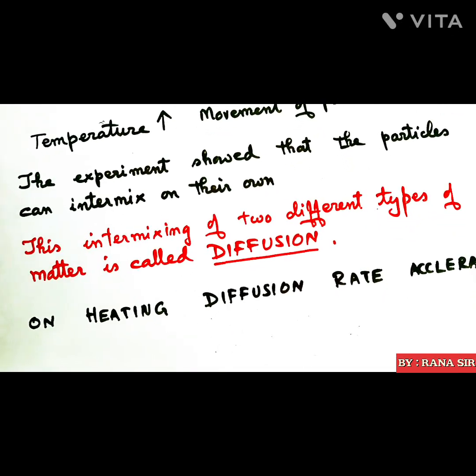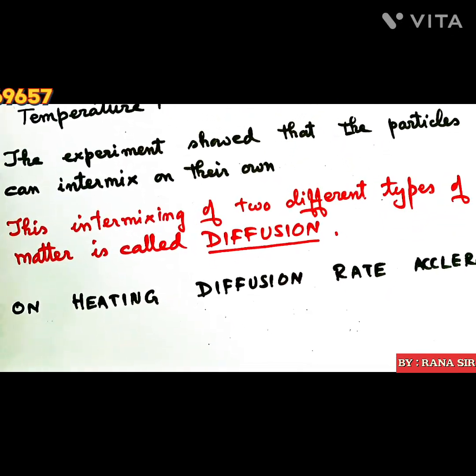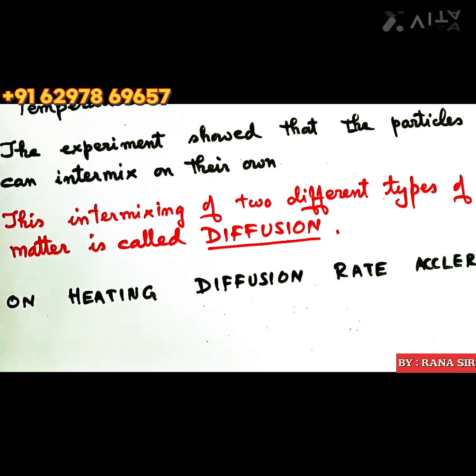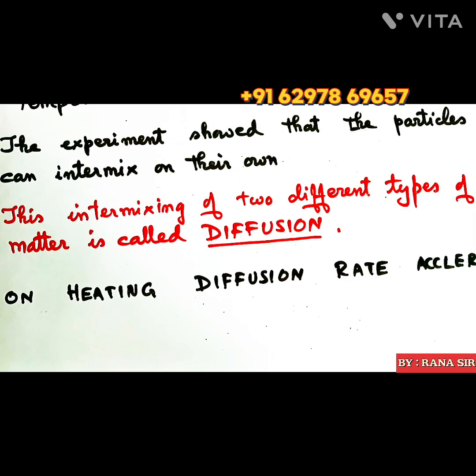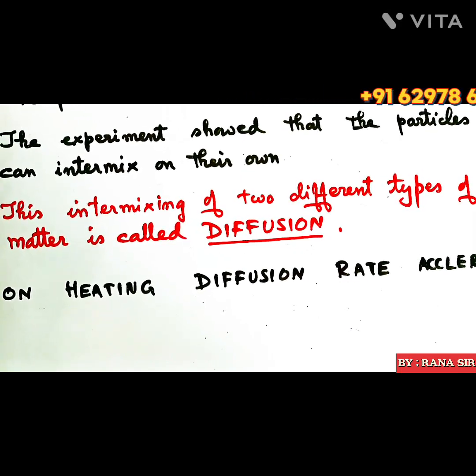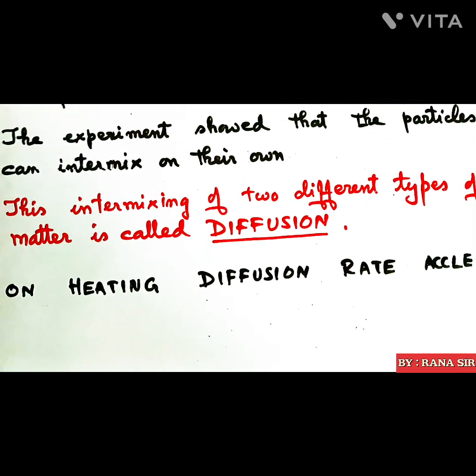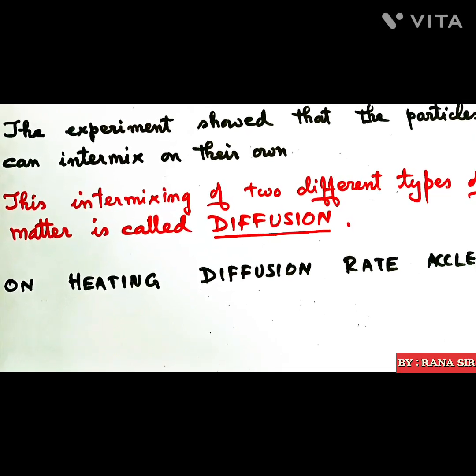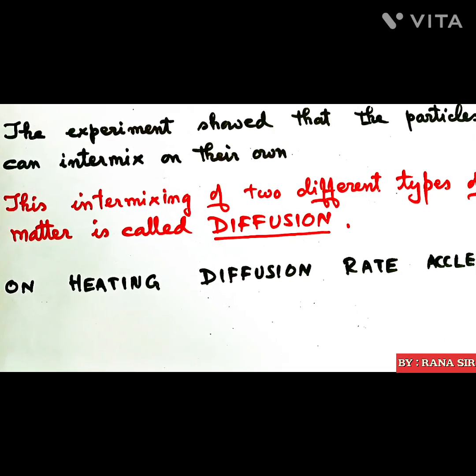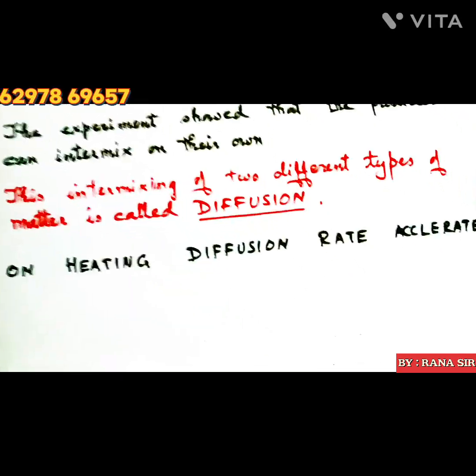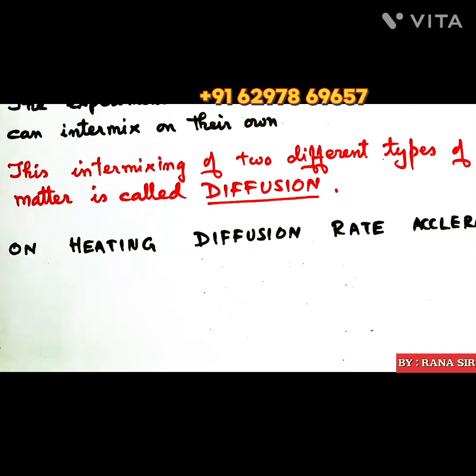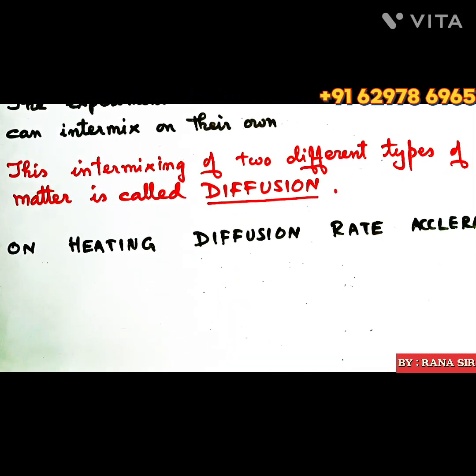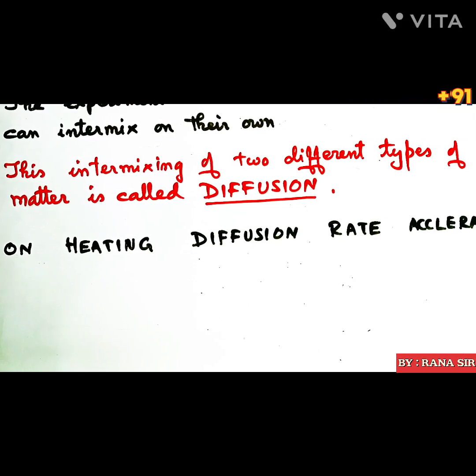So in our discussion, the experiments showed that the particles can intermix on their own. We have seen how the incense stick aroma mixed with the air particles on its own. We have seen how the red ink and the honey and the water intermix on their own. This intermixing of two different types of matter is called diffusion. Important. What is diffusion? Diffusion is intermixing of two different types of matter.